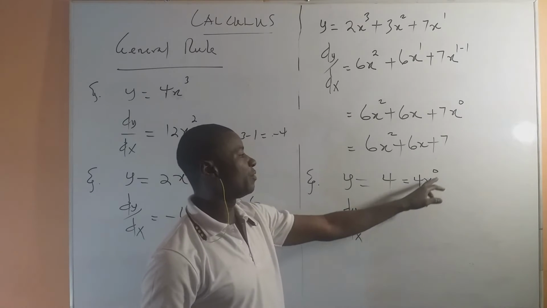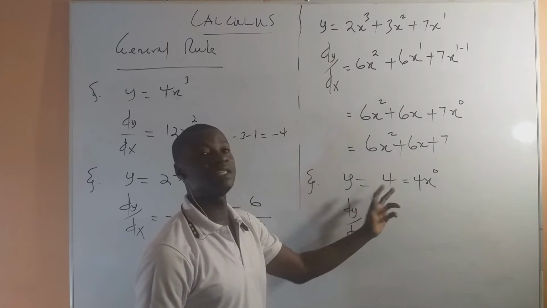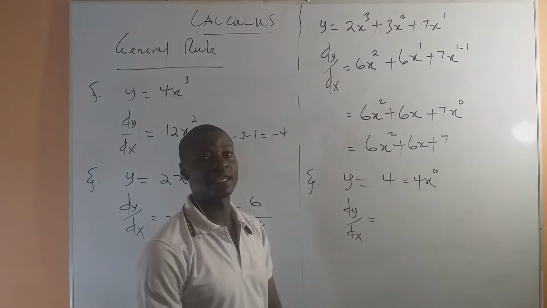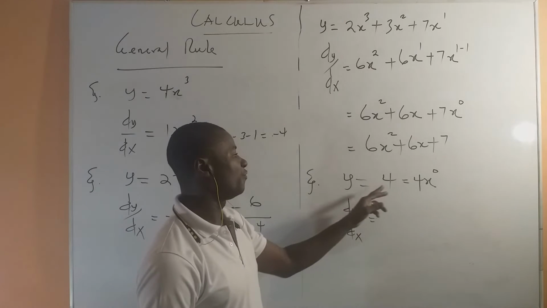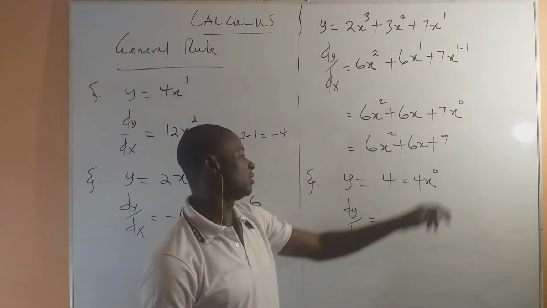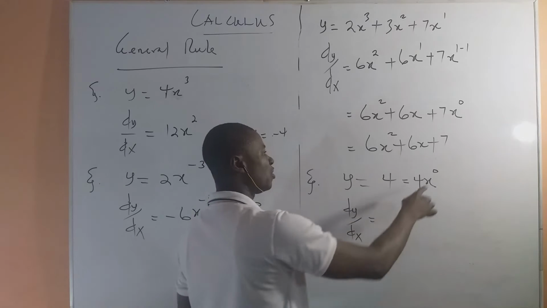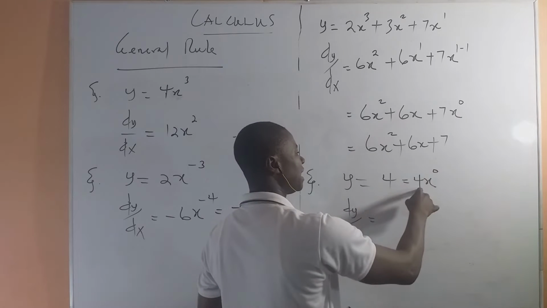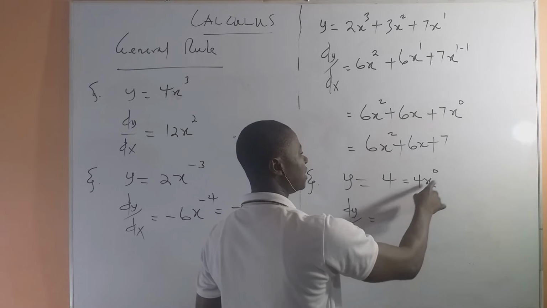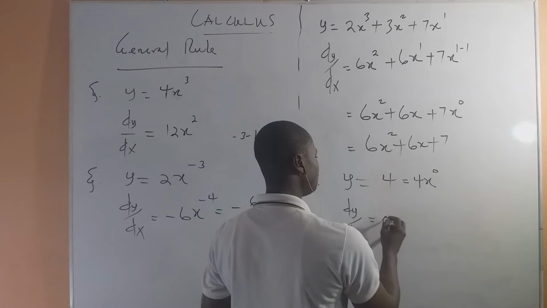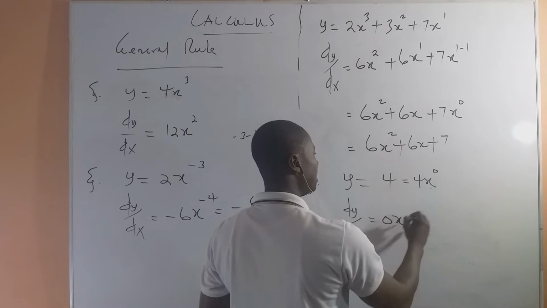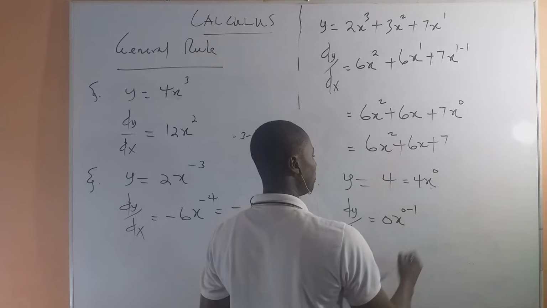Because x raised to the power 0 is 1, and 1 times 4, you are still getting the same 4 again. You only want to attach x, that's all. So if 4 is the same as 4x exponent 0, and we are differentiating that function, then we multiply the exponent by the constant coefficient. So 0 times 4 will give us 0.